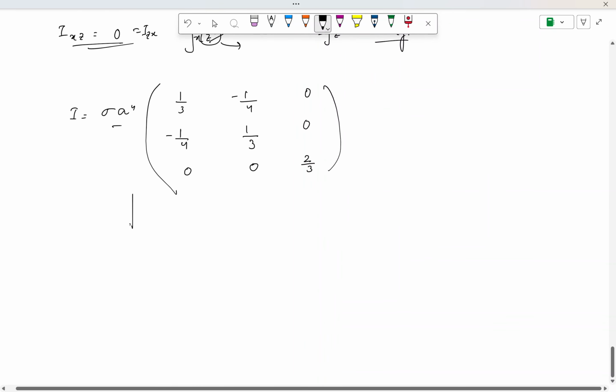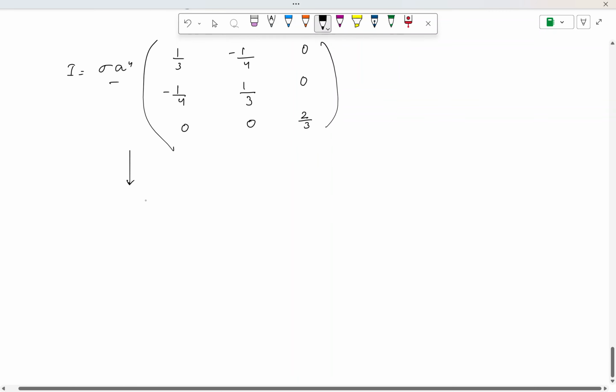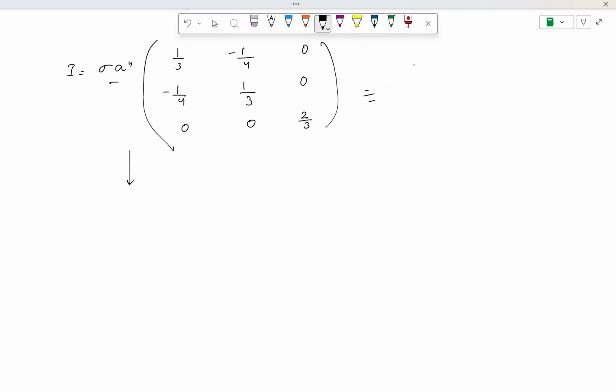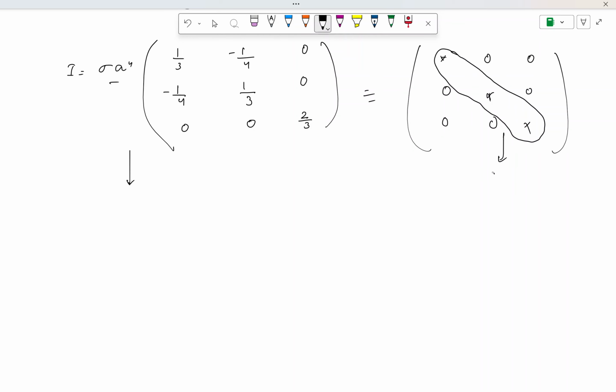Now we just have to diagonalize it, or simply find the eigenvectors and eigenvalues to get the answer of principal moment of inertia and principal axis. So you know that if you diagonalize a matrix like this, only the diagonal terms will be there, and all other terms will be 0. So then it will be the diagonalized form of the same matrix, and the diagonal elements are the eigenvalues of the matrix.